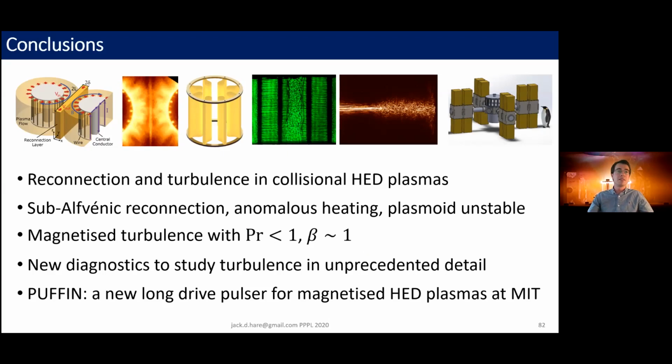I also talked about new diagnostics to study turbulence in unprecedented detail, in particular the imaging refractometer diagnostic, which I explained at length. And then finally, I talked about Puffin, which is this new long drive pulse power facility for magnetized high energy density plasma, which we'll be building at MIT starting next year.